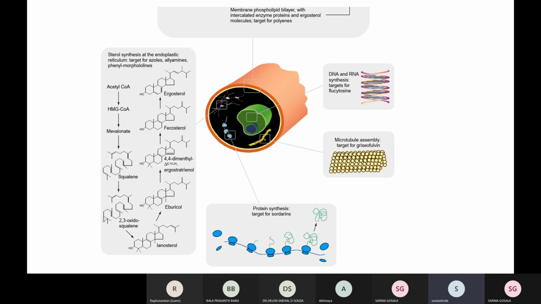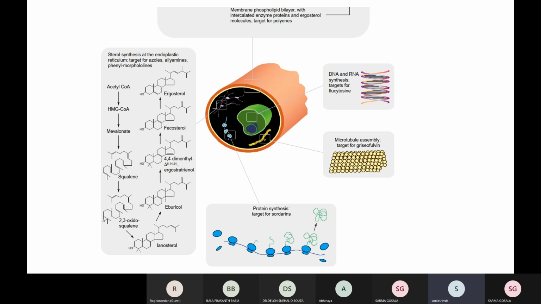So this diagram shows broadly the antifungal actions of these agents. As we had seen already in the last lecture on amphotericin B, the polyene derivatives predominantly act on the fungal cell membrane.